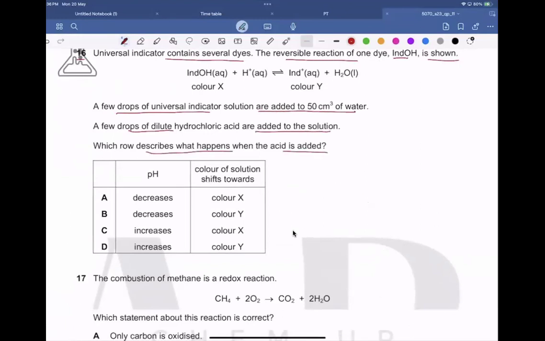Which sort of describes what happens when the acid is added? So when we add the acid, what would happen? Hydrogen ion concentration increases, right? So if the hydrogen ion concentration increases, what happens to the pH? The pH would lower. So this and this is wrong, which makes C and D wrong.